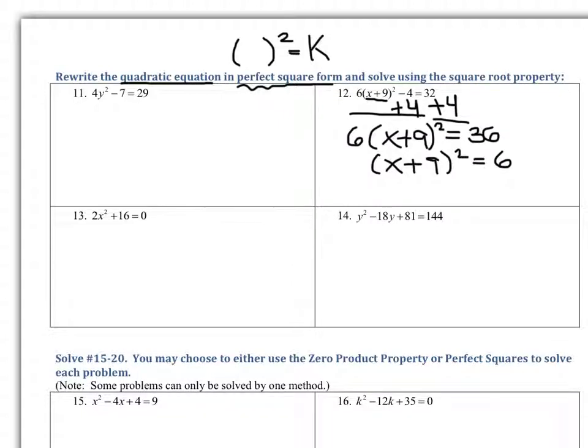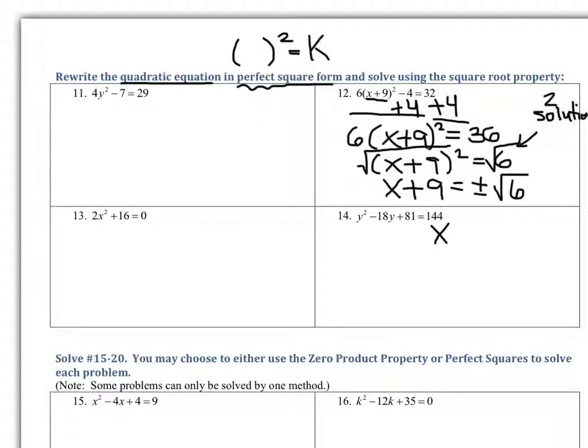Now notice we have it in perfect square form, and it's equal to a positive number, right? We have positive 6. So that means we know there will be 2 solutions. When I take the square root of both sides, we're going to get plus or minus. So x plus 9 is equal to plus or minus the square root of 6, which cannot be simplified. Now we're almost done. We just need to get x by itself, so I'll subtract 9 from both sides. So x equals negative 9 plus or minus the square root of 6.